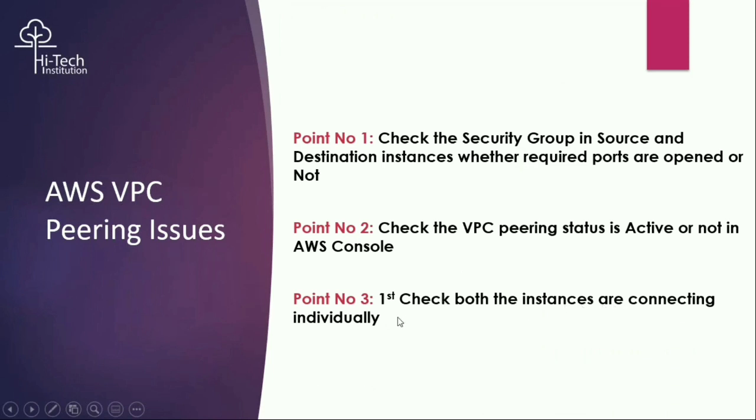And point number 3, what we can do, first check both the instances individually. Sometimes what happens, we are logged into instance 1 and trying to reach instance 2 privately. So what happens? It is not related to peering connection. It should be related to some other RDP or some other connectivity issue. So first of all, I need to check whether both the instances are connecting individually or not. That is the first level of troubleshooting we should do.